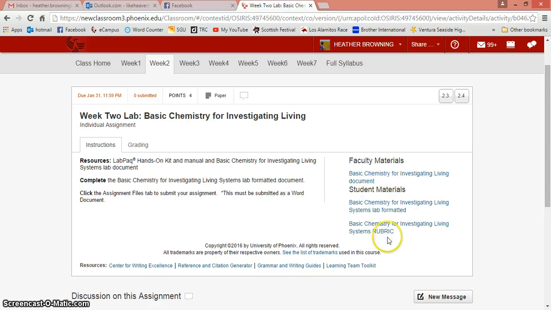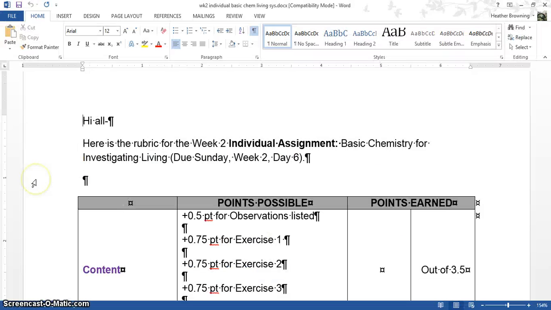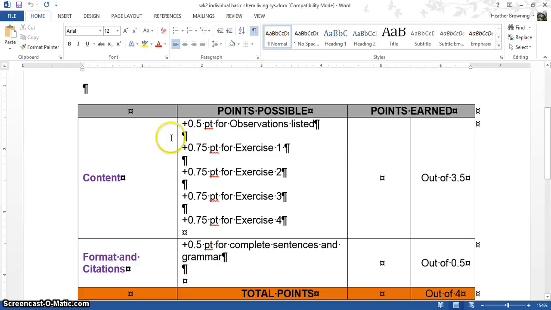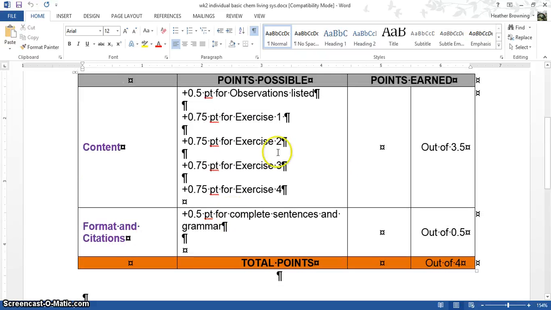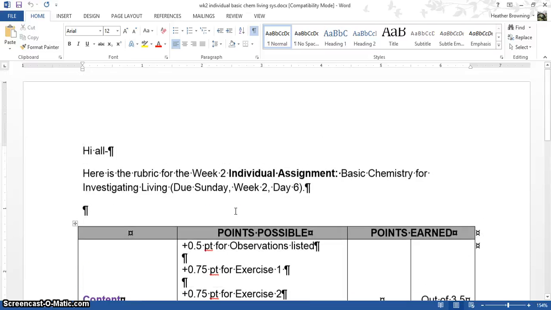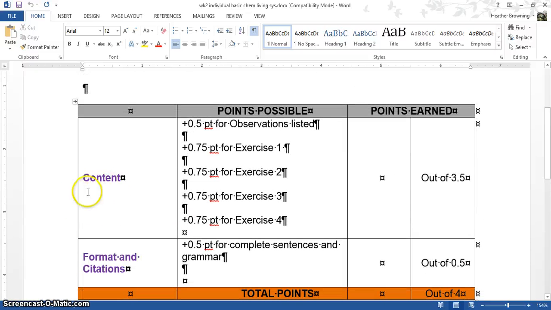So let's go to that rubric first. The rubric, like all the lab rubrics, is kind of boring, but it's half a point for the observations. This time you've got 4 exercises, so 0.75 a pop, and then some for grammar, okay? So not too bad. Now let's go over to the actual formatted lab. Again, I'm going to be looking at my key, so hopefully between the two of them I won't forget anything.